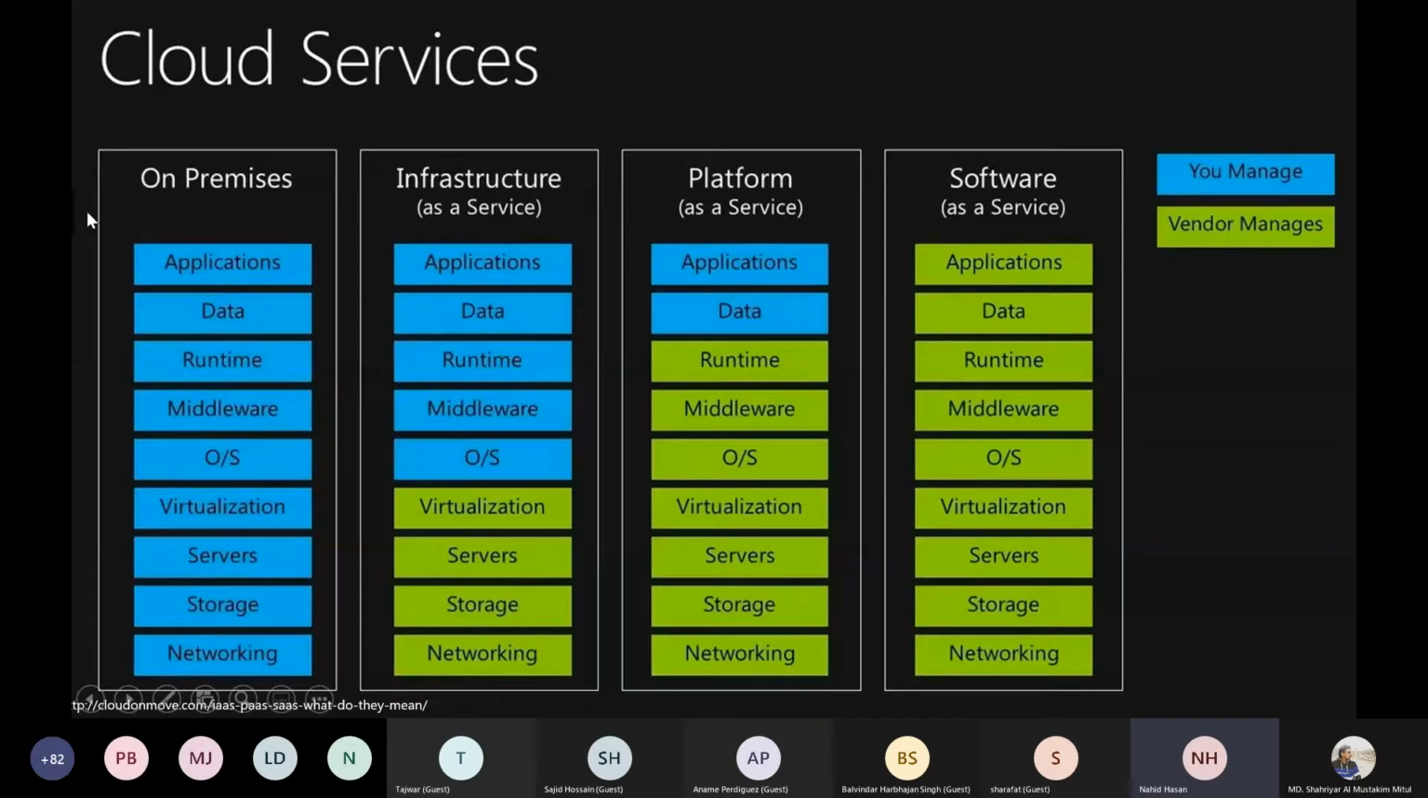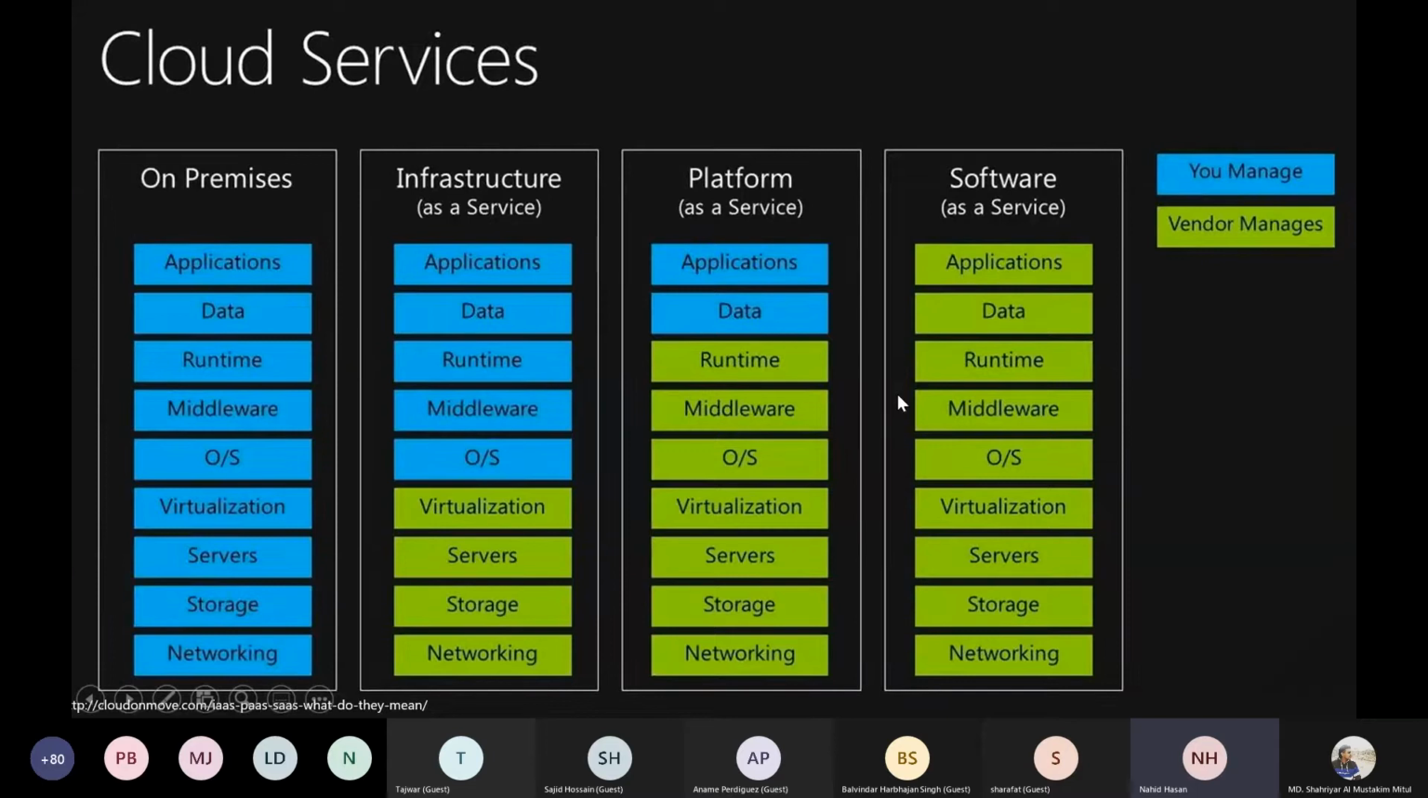Here is on-premise, where everything is done by you. You see, blue is what you manage. So everything is managed and created by you. On infrastructure, you see half and half, on platform like this, and on software, everything is done by the provider, the cloud provider. So the operating system, the middleware, the runtime, even the application, you see, the app is also created by the cloud service provider.